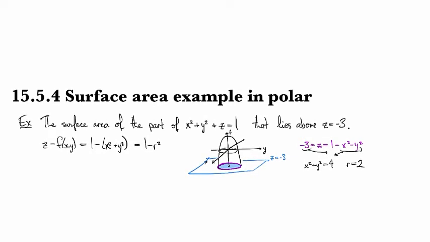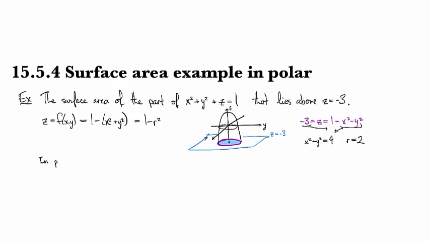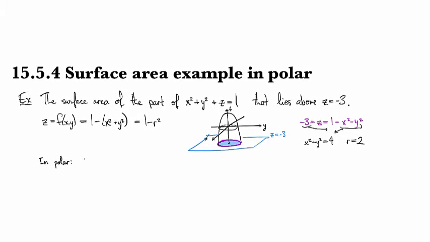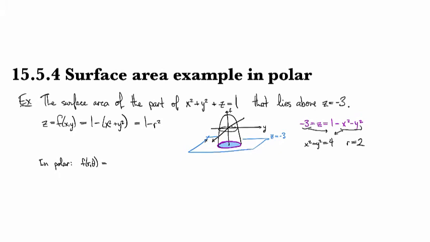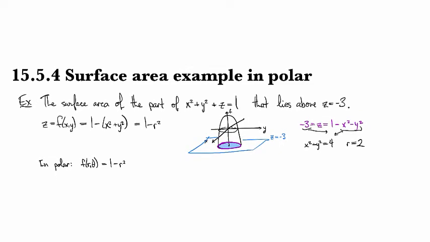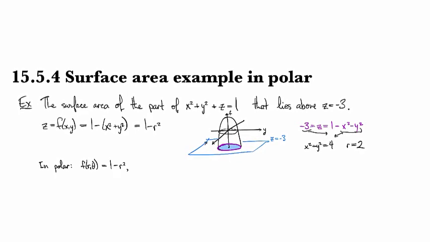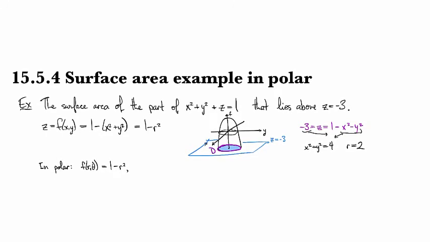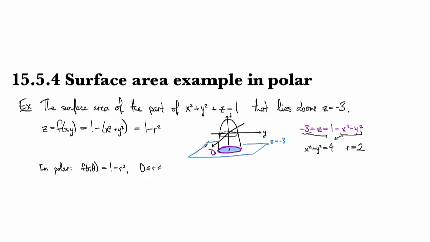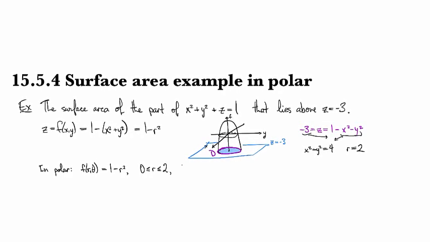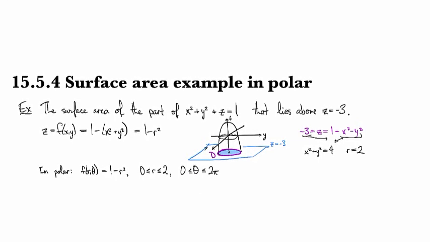All right, so converting everything to polar form to set this up, we have f of r theta is going to be 1 minus r squared, as noted before. And for our domain in purple here, which I should emphasize is the part we call D, r is going to be going from 0 to 2, and theta is going to be going from 0 to 2 pi because we have a full revolution.